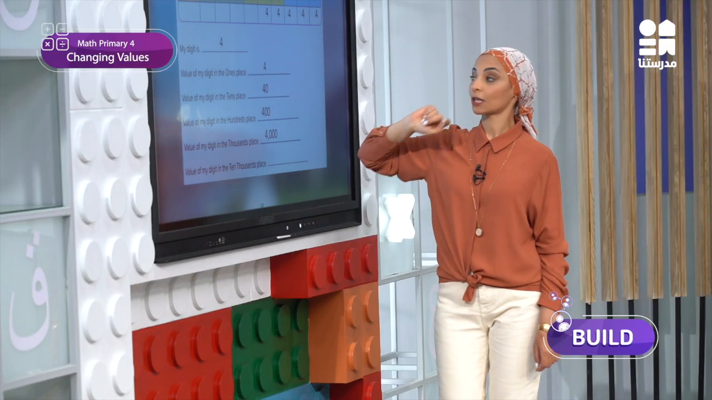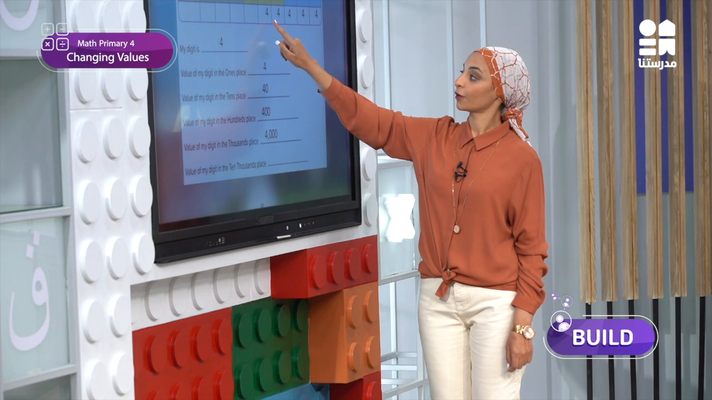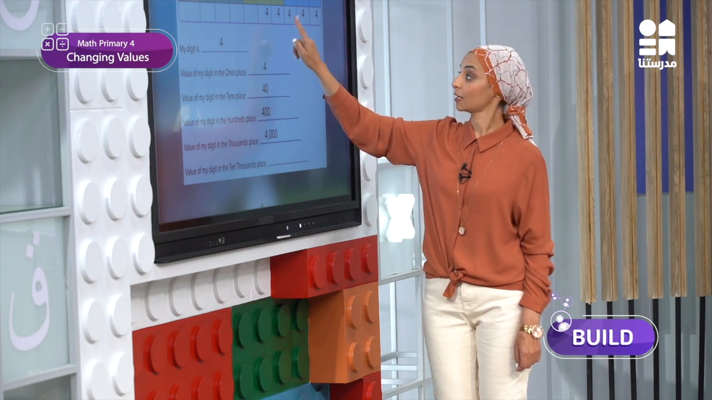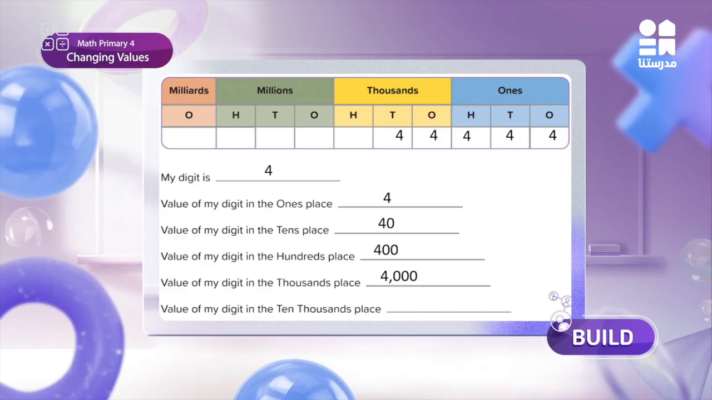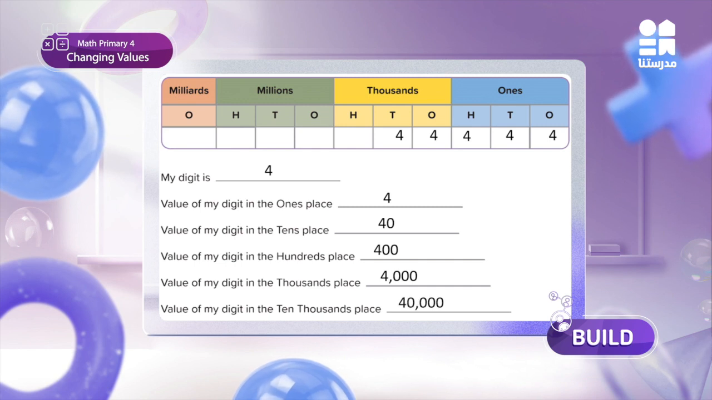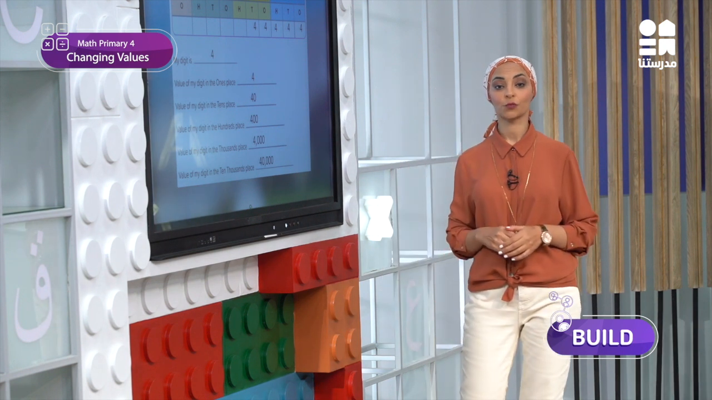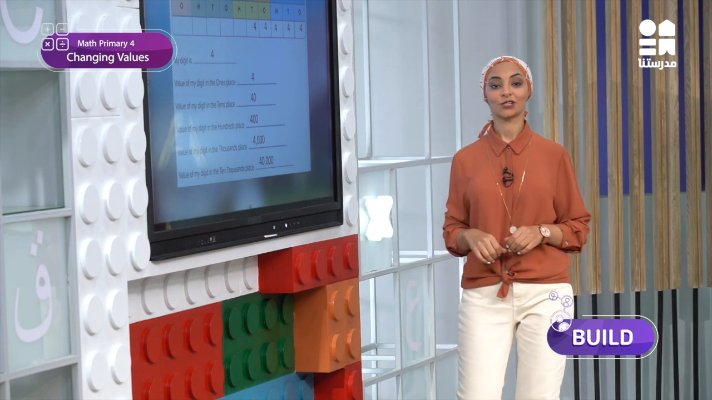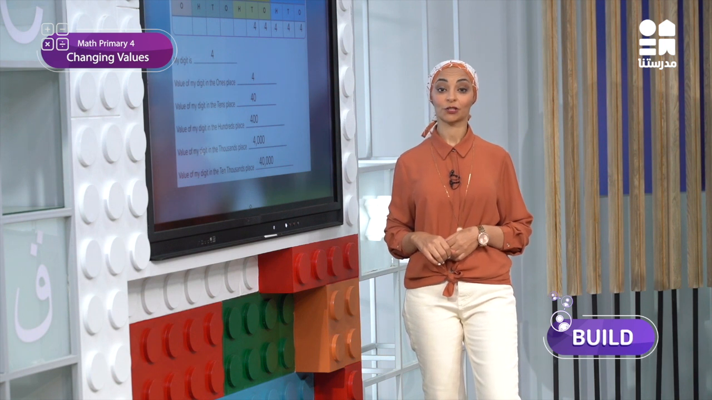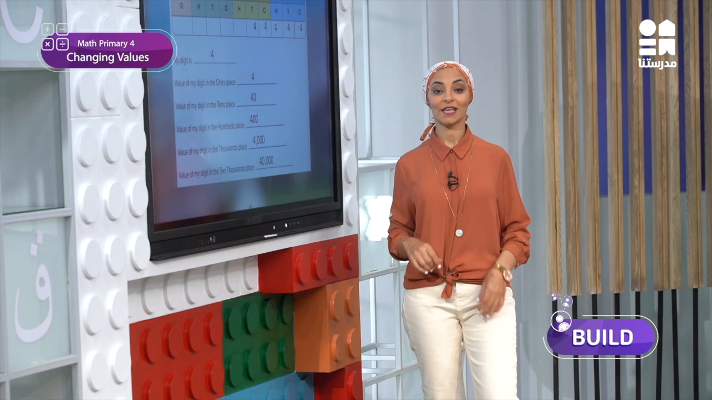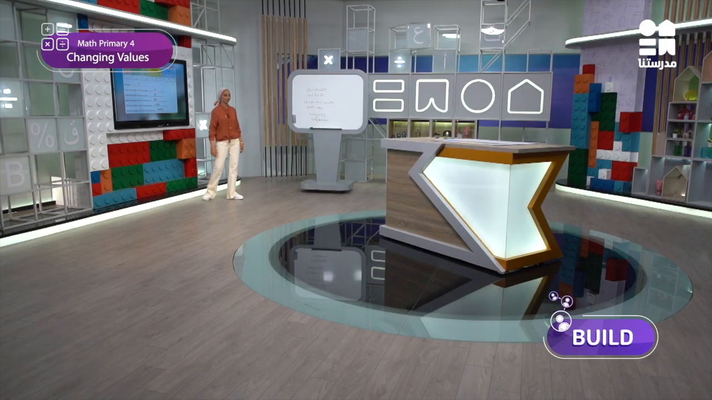If someone is confused, after the 4 how many digits do I have? Let's see. 1, 2, 3, 4. So I must write 4 zeros to be 40,000. Now this form of changing for the numbers we call patterns. Let's try to understand it more by doing an activity with each other in which we will use the place value chart. Let's do it.